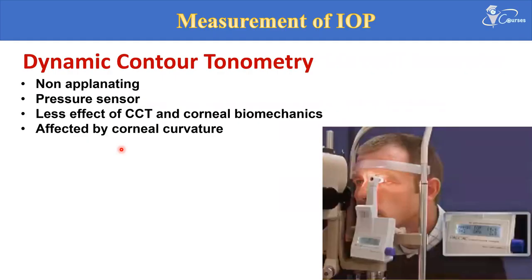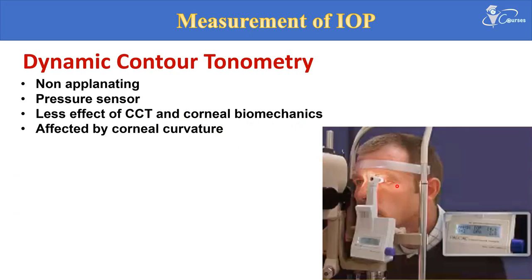Finally, the dynamic contour tonometry. Dynamic contour tonometry is a non-applanating method. It will measure the intraocular pressure not by applanation, not by flattening an area of the cornea, but just by a pressure sensor. This device has a pressure sensor which, when placed over the eye, will detect the pressure inside the eye. Since it is not dependent on the applanation principle, there will be less effect of the central corneal thickness and the corneal biomechanics.